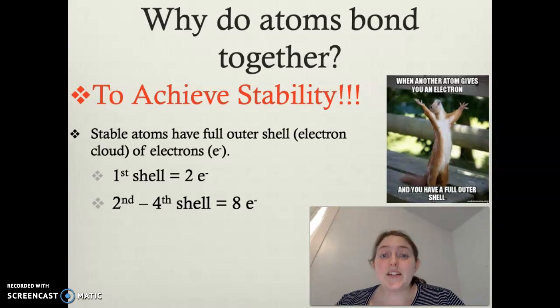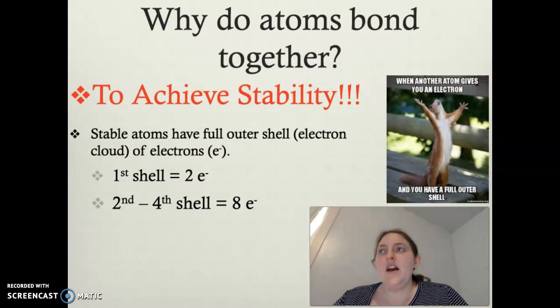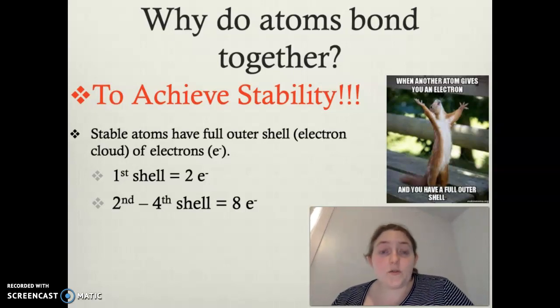And what do I mean when I talk about shells? Well, each atom, if you remember, has a center nucleus, and around that center nucleus, there are bands of electrons. Each band is full of a certain number of electrons, and once that band becomes full, the electrons move to the outer shells to fill them up as well. Now, the first shell, as I stated, holds 2 electrons, and the second through fourth hold 8.